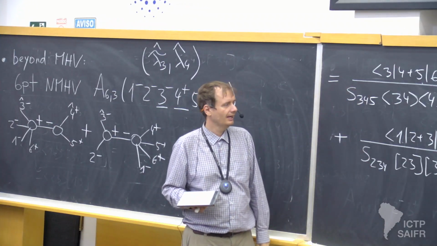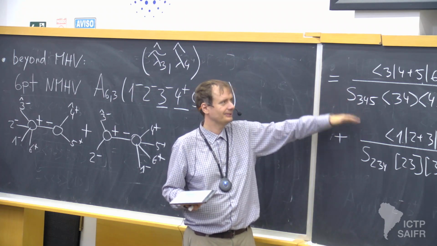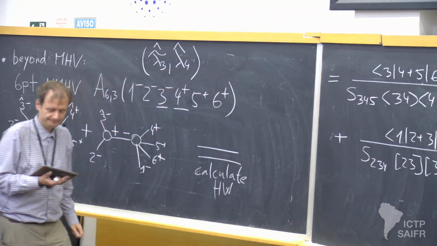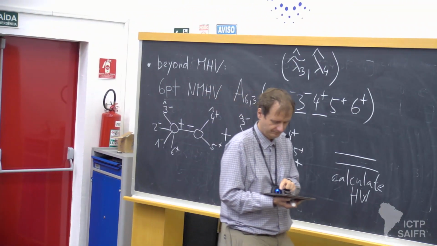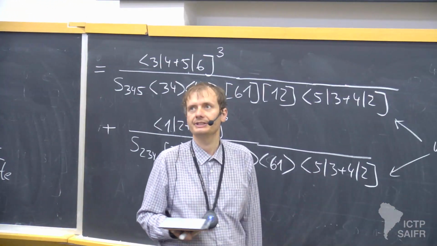But you can see that it's not. You can still write it on one line if you write it in smaller font. But the appearance of these spurious poles is a general feature of recursion relations.